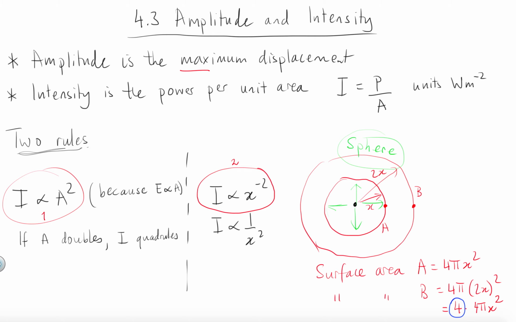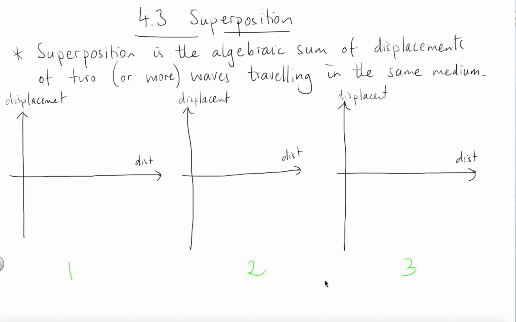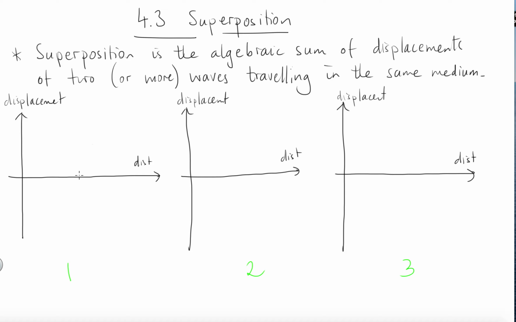Okay, carrying on with 4.3 wave characteristics. We're going to talk now about the phenomenon of superposition, and it's basically the algebraic sum of displacements of two or more waves travelling in the same medium, meeting at the same place in space. So we're going to have three different scenarios here. We're going to have two waves, a red and a blue. In the first scenario, they are meeting in phase.